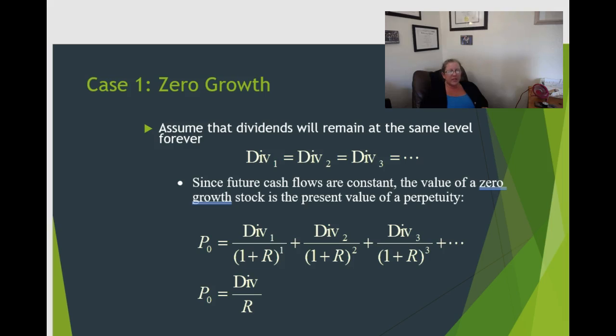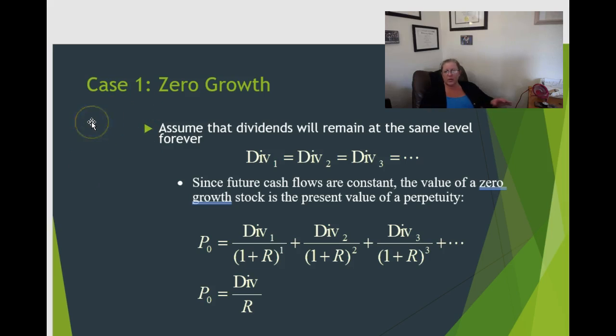So the dividend discount model is a way of valuing a company based on the theory that a stock is worth the discounted sum of all future dividend payments. In other words, it's used to value stocks based on the net present value of the future dividends. And so there are three cases we're going to look at today.